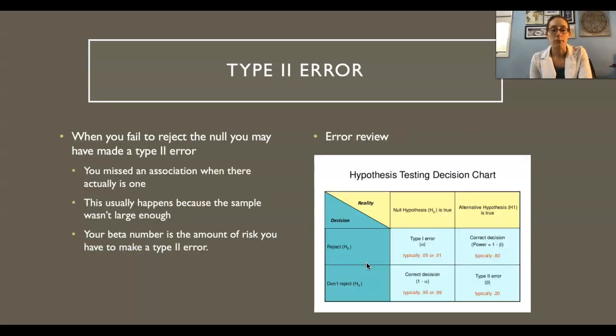We can also have a type 2 error, and that's when you fail to reject the null and you've missed an association when there actually is one. It usually happens because the sample wasn't large enough. We simply didn't see enough cases in order to make the call. Your beta number, and again, you don't have to remember this, is the amount of risk you have to make a type 2 error. So this is kind of giving you another example of this in this chart here.